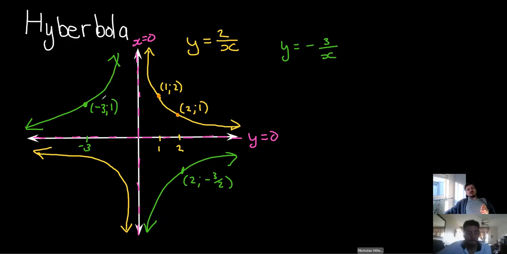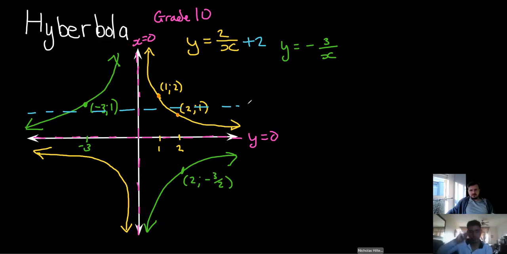Now, in grade 10, we only worried about up and down shifts. So your vertical asymptote will always be x equals 0 for grade 10. In grade 12, you shift these graphs left and right, but not yet. In grade 10, all we're doing is shifting them up. So if we were to add a plus 2 here, all that does is shift the asymptote up by 2. And so your new asymptote is y equals 2.